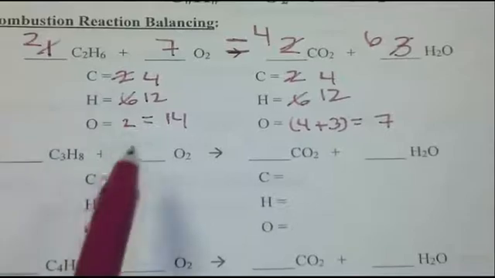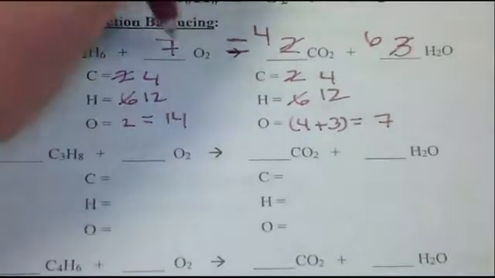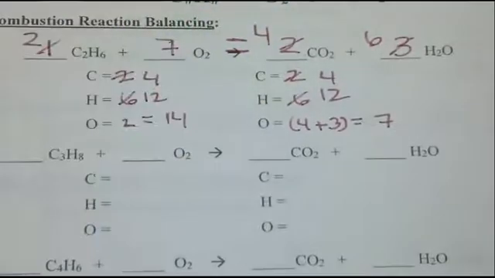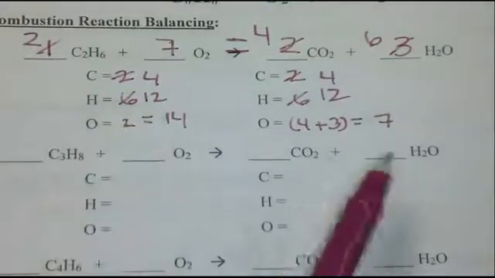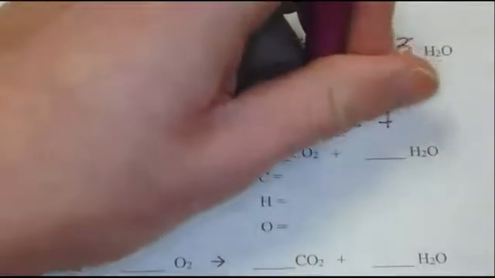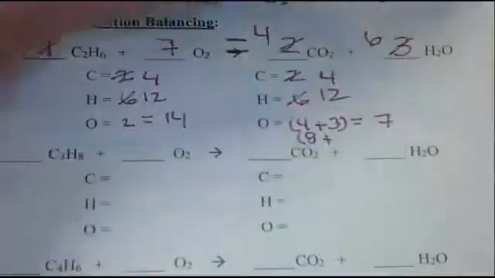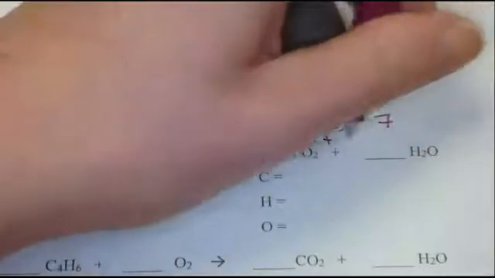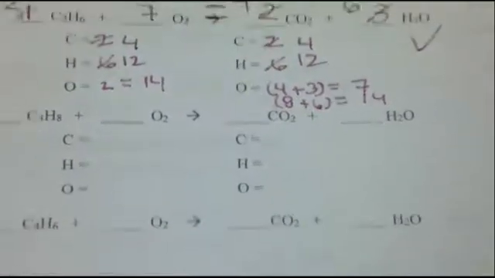And then our oxygens, we have 7 times 2, which is 14 on the left. And let's check on this side. So we've got 4 times 2, which is equal to 8, plus 6 times 1, which is equal to 6, which equals 14. So we are balanced. Okay.